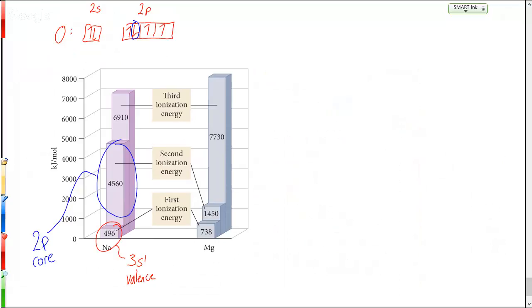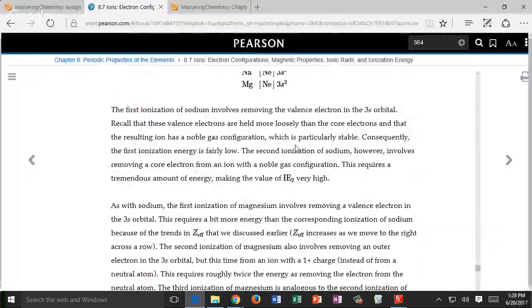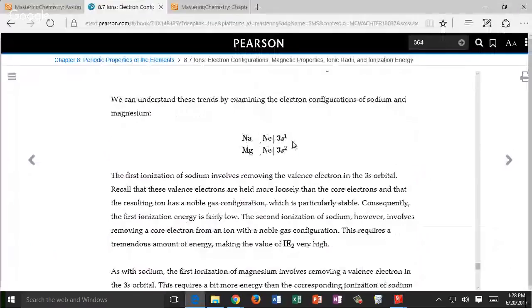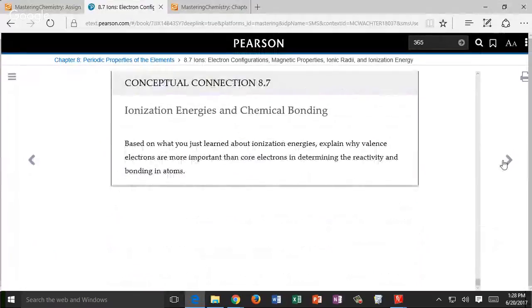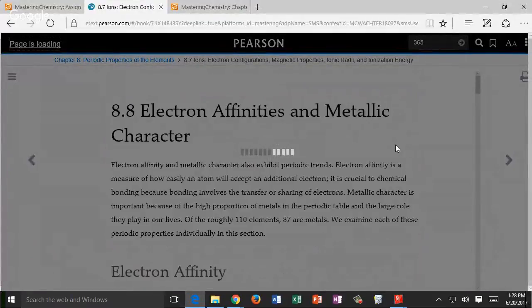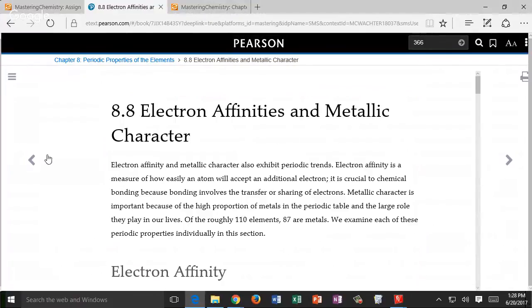Yeah, right, exactly. Magnesium has 2 valence electrons instead of just 1. So you get 2 reasonable valence ionizations before you start taking out those core electrons. We can actually use ionization energy then to predict what an ion is, or what an atom is. Let me show you an example of that in the book here.